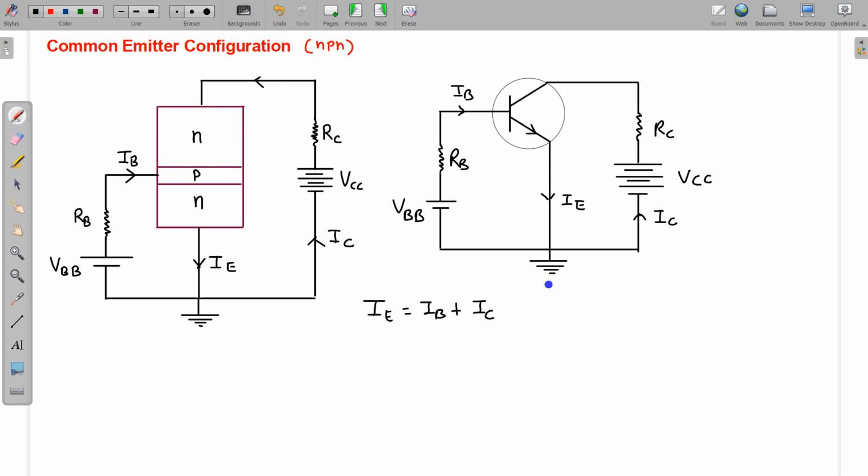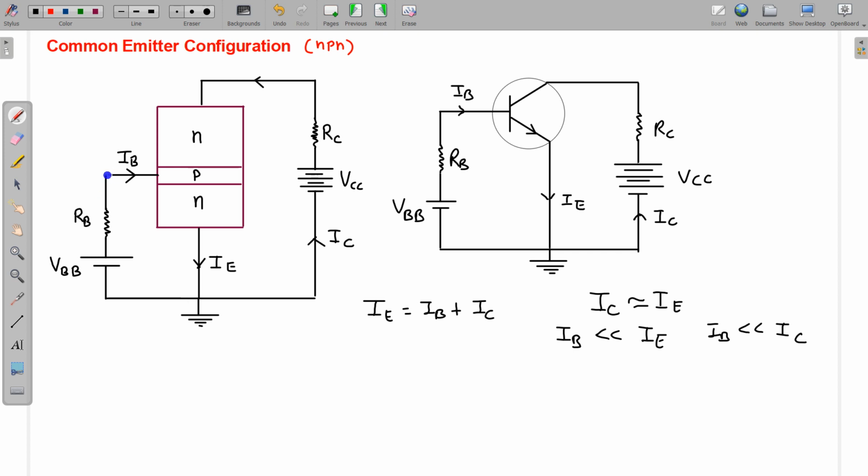So this collector current is almost equal to the emitter current, but the base current is much less than the emitter current, and much less than the collector current also. This part of the circuit we call the input circuit, and this part of the circuit is termed the output circuit.